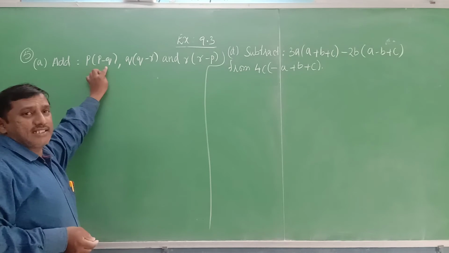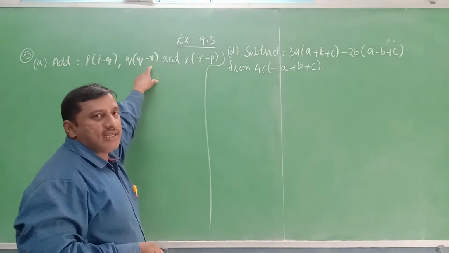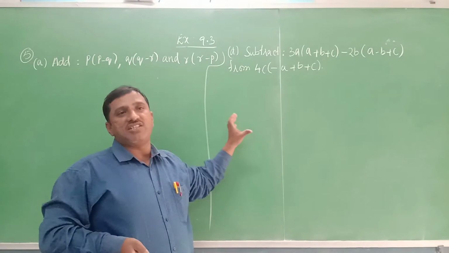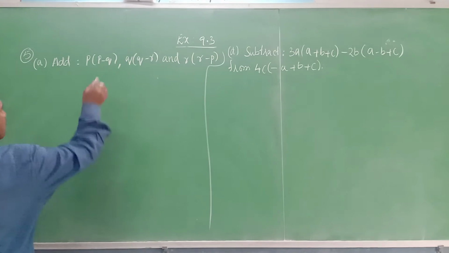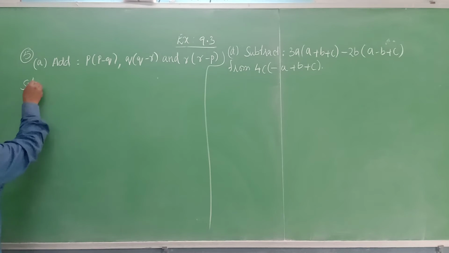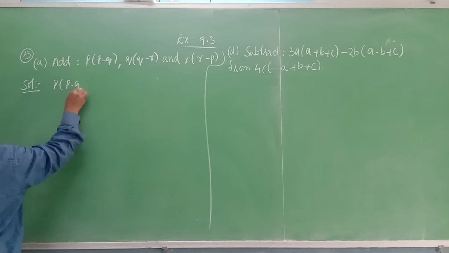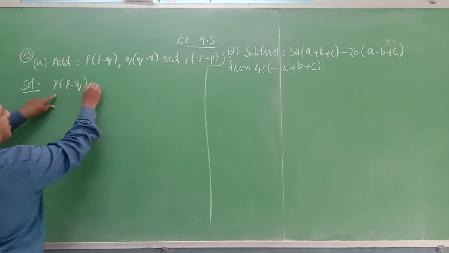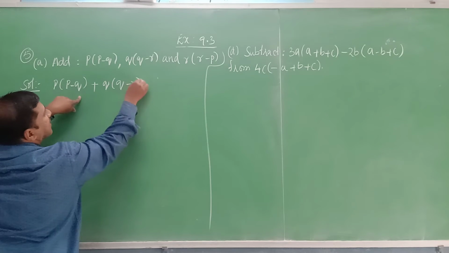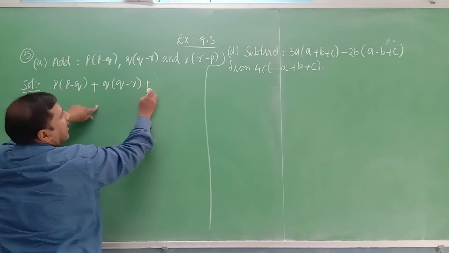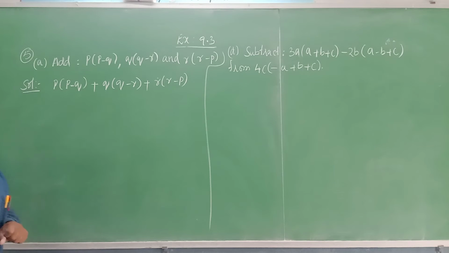First you find the product of P and P minus Q, Q into Q minus R, R into R minus P individually, then add all the three products or directly also you can add. So what are the three expressions which are given? P into P minus Q. To this product, add the second product, it is Q into Q minus R, and add the third product, it is R into R minus P.